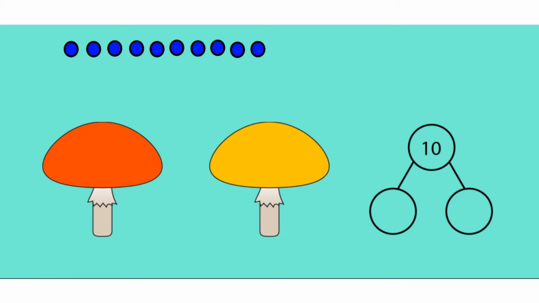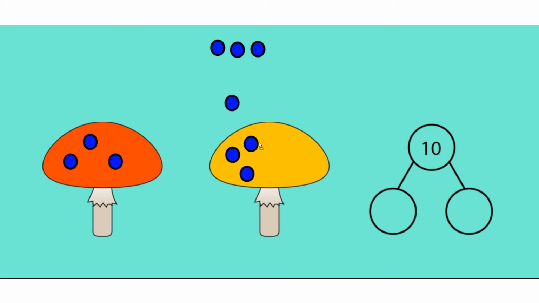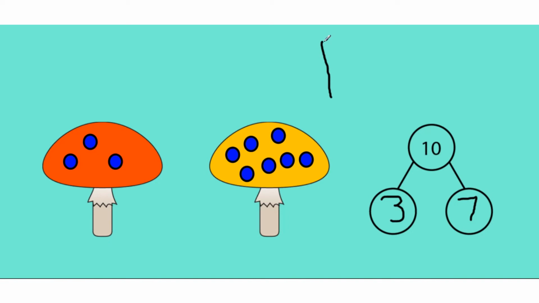So I've got my toadstools again with my spots, and as I said, there's lots of ways to make 10, so I'm just going to show you a few ways and then you can think of the others. So I'm going to put 1, 2, 3 spots on this side, and 1, 2, 3, 4, 5, 6, 7. So on my cherry diagram, my whole is 10, and I've got 3 as a part and 7 as a part.